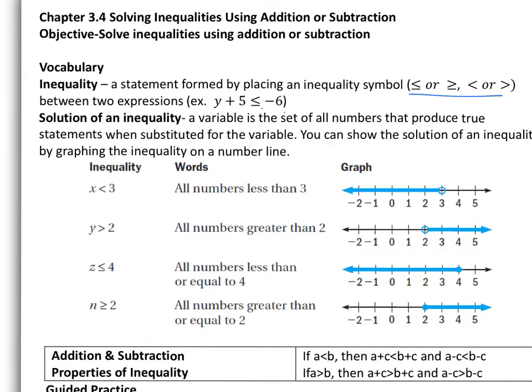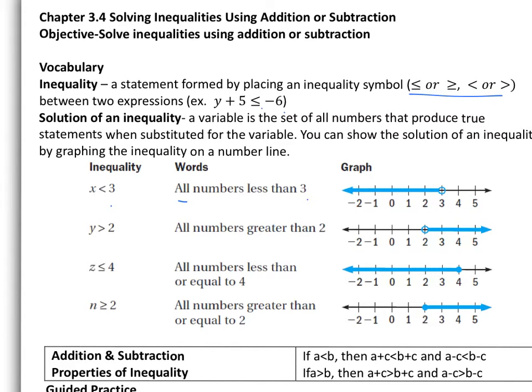The solution of an inequality is a variable is the set of all the numbers that produce true statements when substituted for the variable. You can show the solution of an inequality by graphing the inequality on a number line. So let's take a look at this. Inequality, x less than 3. In words, this means all numbers less than 3.